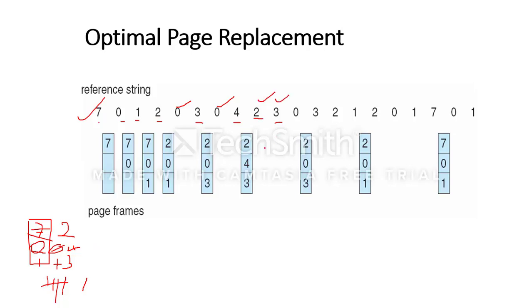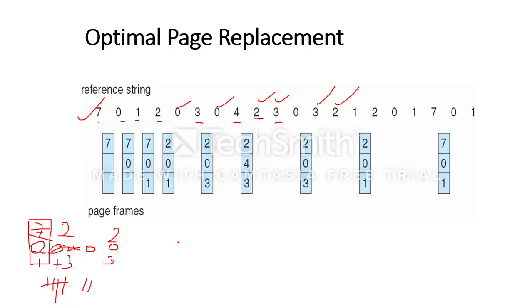Then 0 is not there. Who is going to be the victim? 243, 3, 2, 4. So 4 is going to be the victim. We replace 4 with 0. You now have 2, 0, 3. Oh, I forgot to record the page fault. Then 3, it executes because it's there in main memory. 2, it executes because it's there in main memory.